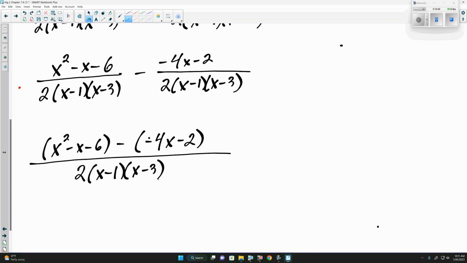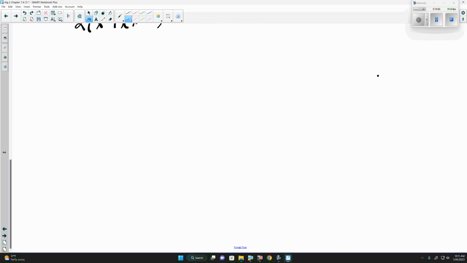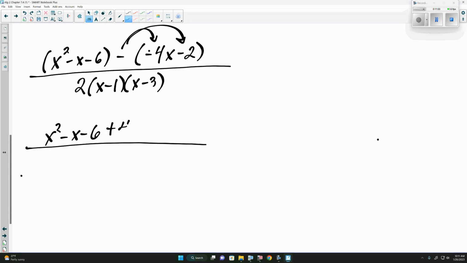When we're using addition, it didn't make a big difference, because if we add a negative 2, it's still just negative 2. It's not changing signs. So at this point here, we can say x squared minus x minus 6. Distribute this negative, which will give us plus 4x plus 2 over 2 times x minus 1 times x minus 3.